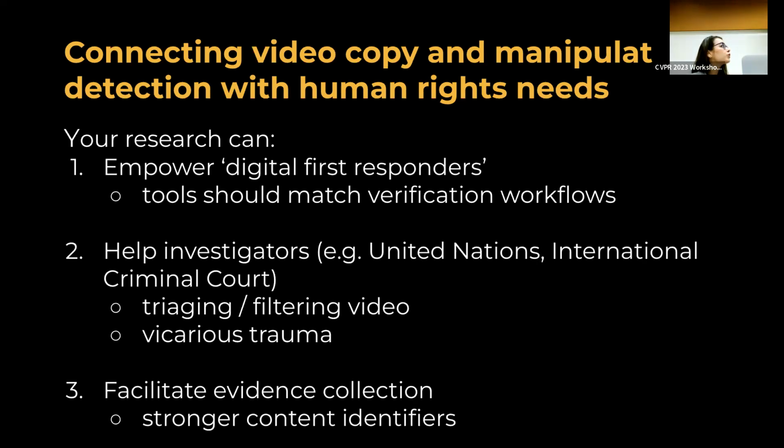The second way in which your research can help catalyze international justice and human rights accountability is by helping investigators, for instance at the United Nations or the International Criminal Court, with triaging and filtering video, right? As I mentioned, we are now dealing with millions of records for each context. There are very few countries in the world where there is no user-generated content that can be probative of international crimes. And visual copy detection can help with deduplication, with identifying near duplicates, with identifying any kind of manipulation. So doing that initial triaging and filtering to assess the first layer of relevance for an investigation. And it can also help with vicarious trauma.